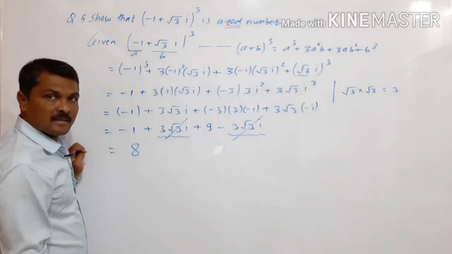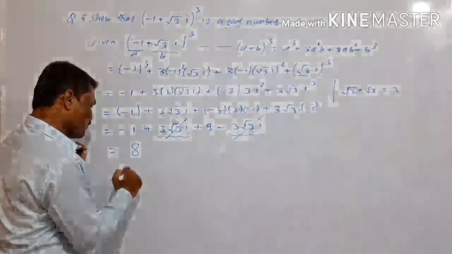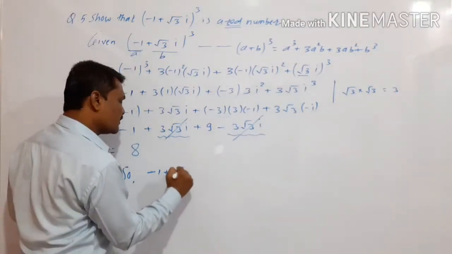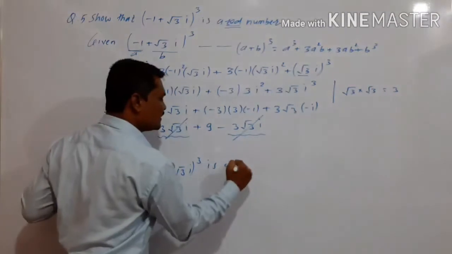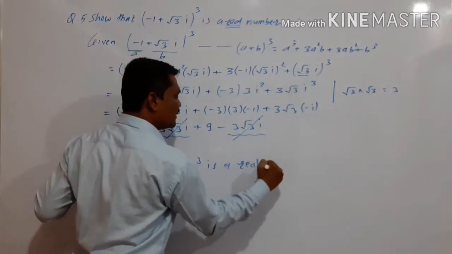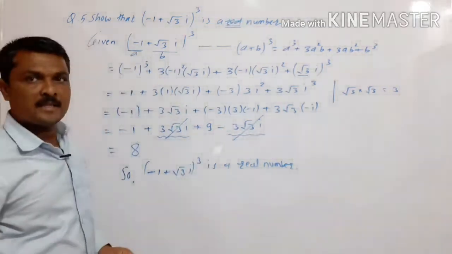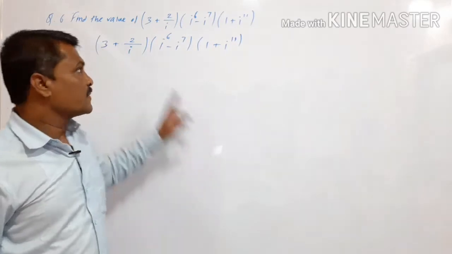8 is a real number. There is no complex part. So we can write that (-1 + √3i)³ is a real number. It is not a complex number. Hence we have proved this. See our question number 6.